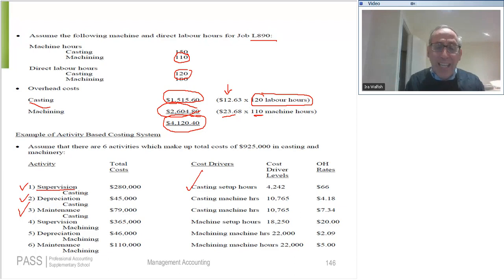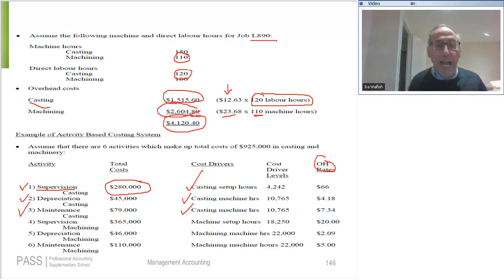Then I'll ask myself, for depreciation and maintenance, what drives the cost? Well, I would think that what drives the cost is probably machine hours. So bottom line is the driver for depreciation and maintenance is going to be machine hours. That'll be my basis for the allocation of depreciation and maintenance. So what I need to do for each activity is figure out a rate that I'm going to need to use. To come up with a rate for each activity, I take the total cost associated with that activity divided by the total number for that driver.